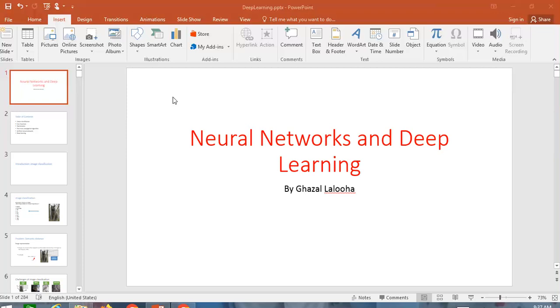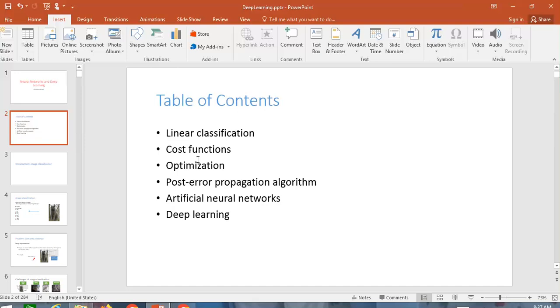Let me at first introduce you to the course by giving you a table of contents. Actually, we want to prepare for the discussion of deep learning. First, we learn the essentials, and then we enter the main topics of deep learning. First, we explain linear classification. Then we enter the discussion of cost function. Then we will talk about optimization.